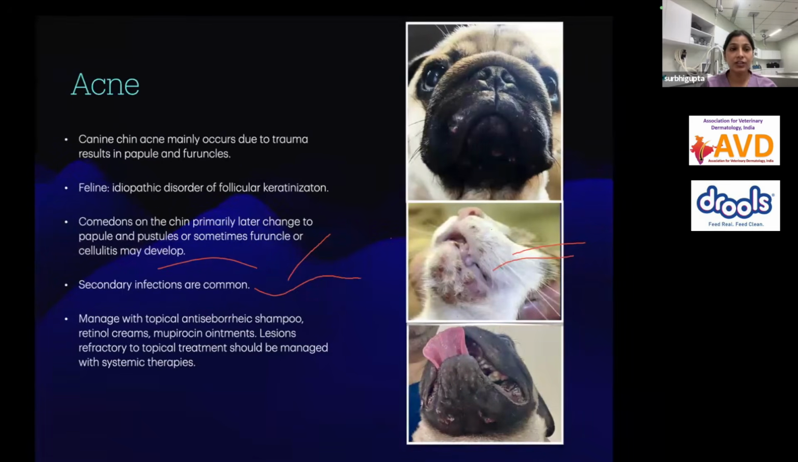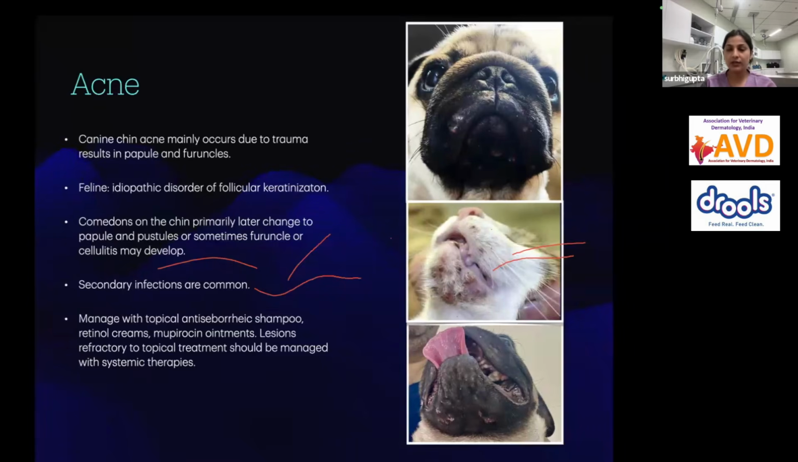Another thing is chin acne. This is seen in both species, in cats and in dogs. In dogs, particularly, I have seen chin acne in short coated breeds, probably because their hair acts as bristles, or they rub their skin too much, and that happens like a pustule, and then later on a furuncle is formed, and then later on this turns into a big acne, or sometimes even cellulitis happens.